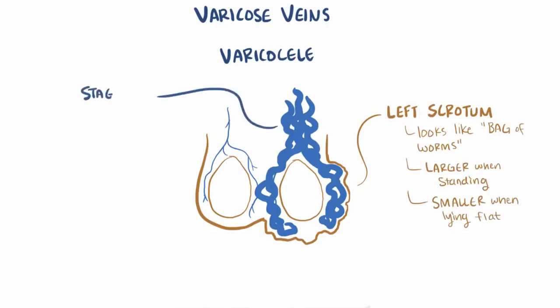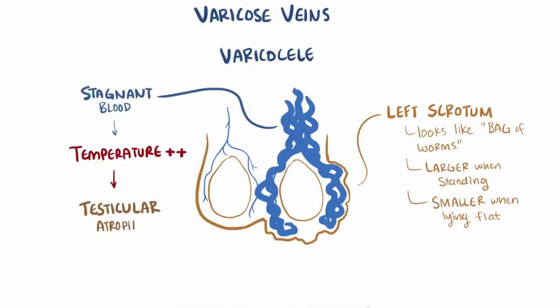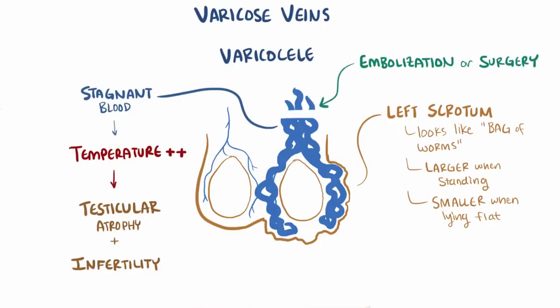Also, all this warm, stagnant venous blood can cause the testicular temperature to rise, and over time this can result in testicular atrophy or wasting away, as well as poor quality sperm and infertility. Generally, embolization or a surgery can be used to get rid of this problematic vein, and the testicles then drain through smaller collateral veins.